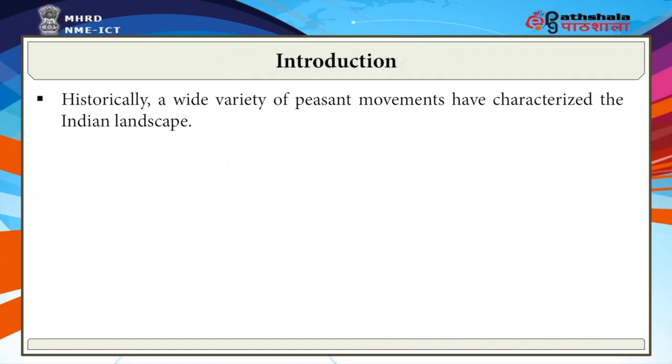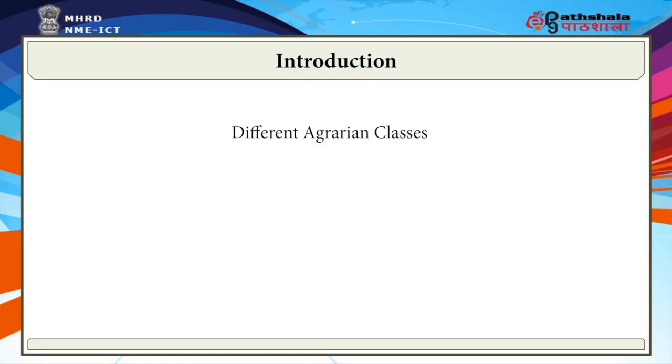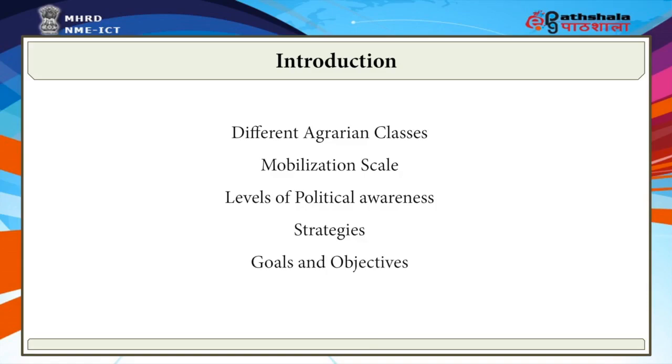Introduction. Historically, a wide variety of peasant movements have characterized the Indian landscape. Some of these movements have witnessed mass violence, whereas some others have been a part of general mobilization characteristic of the Indian national movement. There has also been differential participation of different agrarian classes, scale of their mobilization, the levels of political awareness, strategies, and goals and objectives.